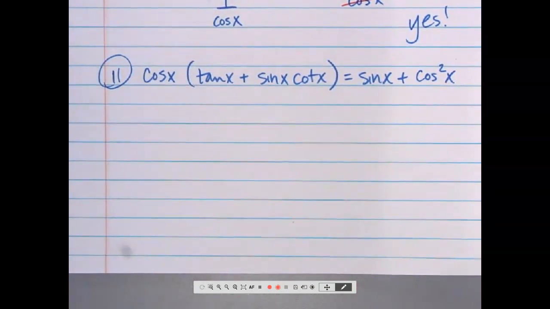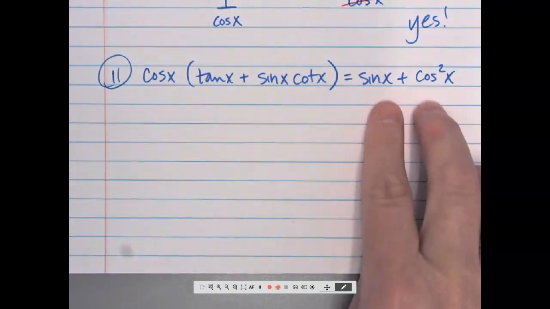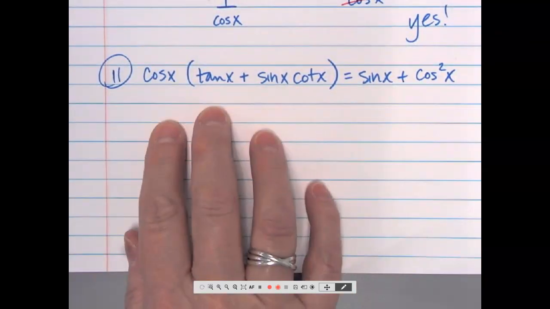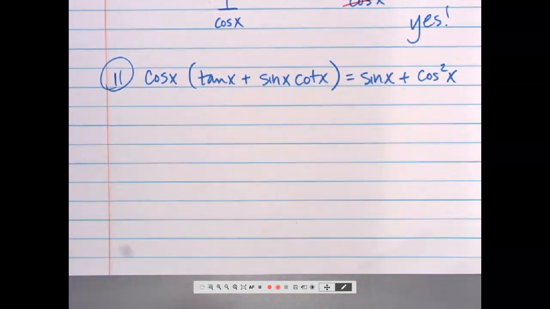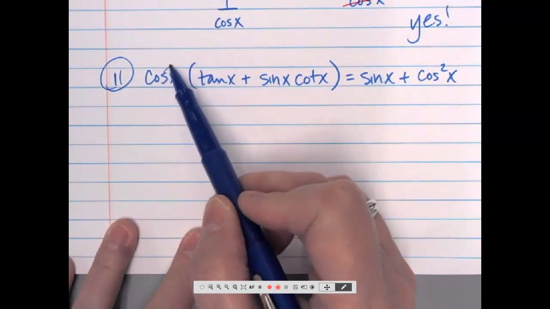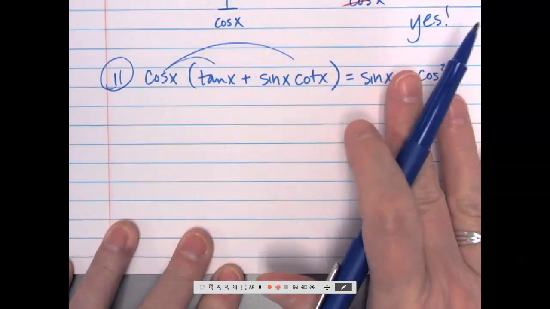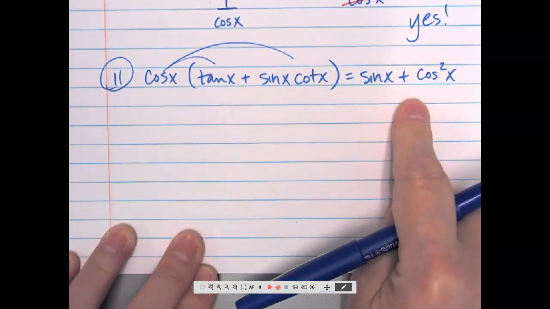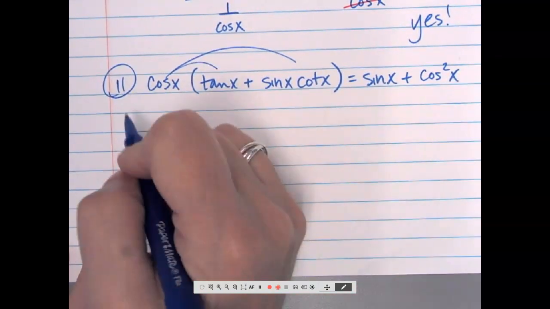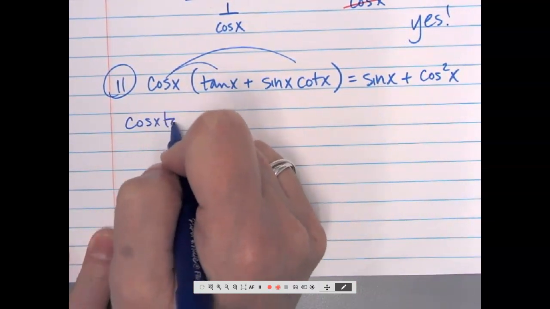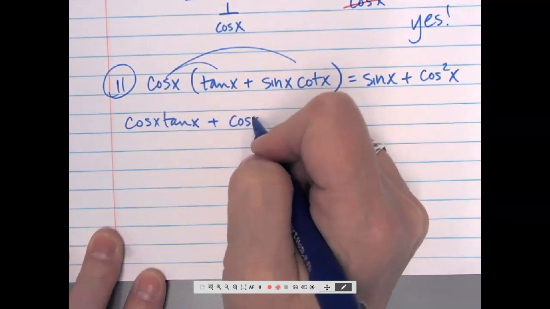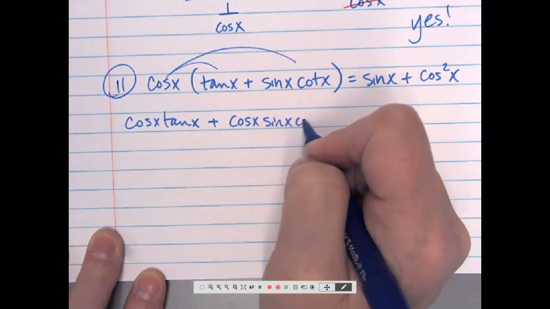Okay, so which side do I have more to work with? The left. Yeah, like if I were going to change that, I don't even know what I would do. Everything's in sine and cosine. This one I definitely have some more to work with. So that's exactly what I'm going to do. And I think I'm going to distribute this first. So don't touch the right at all. Just manipulate the left, keeping in mind that this is what we're headed for. Okay, so this is cosine tangent plus cosine sine cotangent.